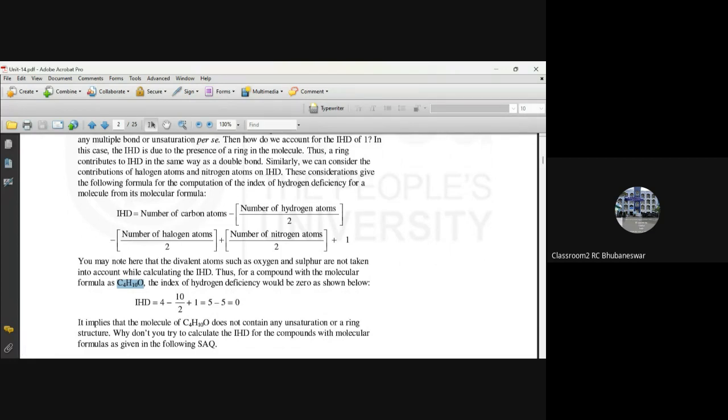Now we'll calculate for this molecule. Whenever the question comes to you, it will come like this. A compound is there, its molecular formula is this. Just now tell us what that compound is.